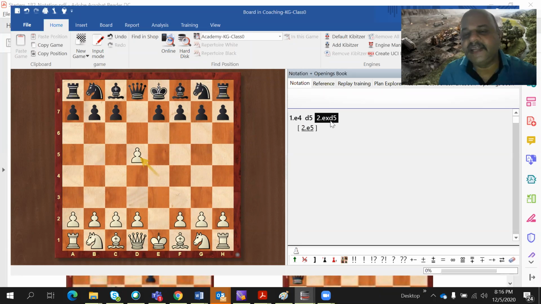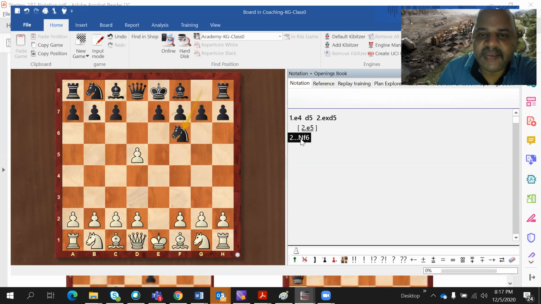X means we say it as crosses, spelled out as cross, means it is capture. E captures D5. Okay, and then if black plays this knight out here, how do we write it? N f6, because the knight has come to f6 square. If you see, the files are a b c d e f, so this file is f.